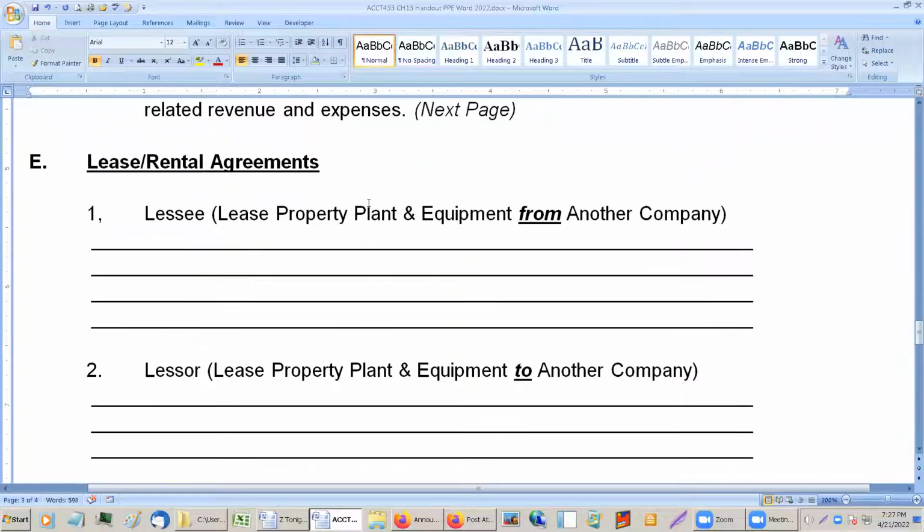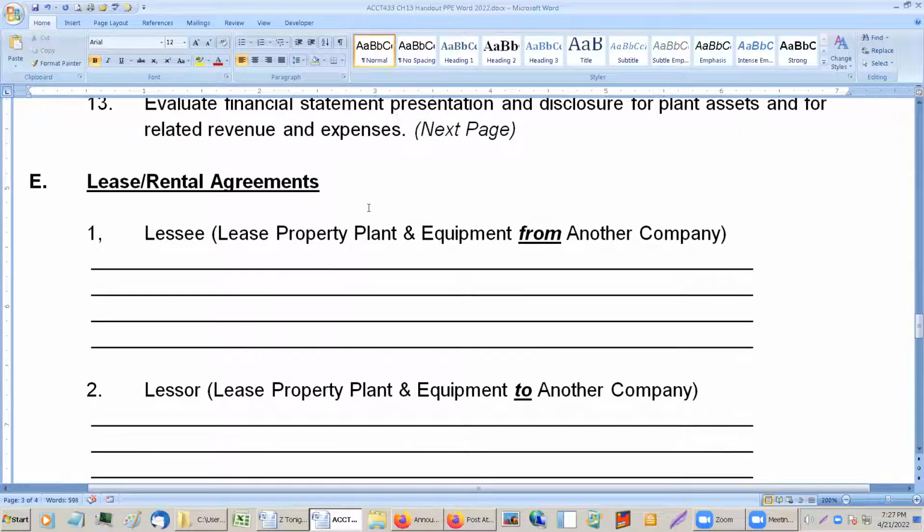Lease agreements. They could come in two different flavors. It could be that the client is leasing the equipment from somebody else. So somebody else owns the equipment, they're leasing it from them.